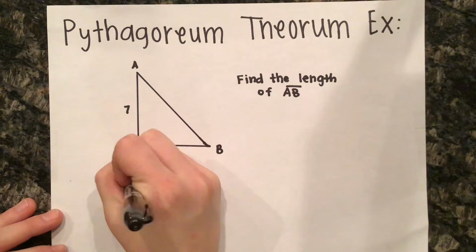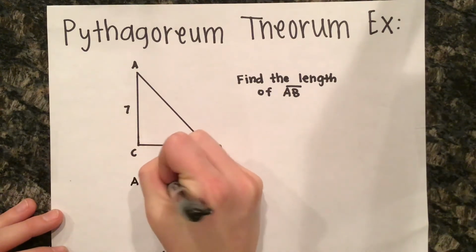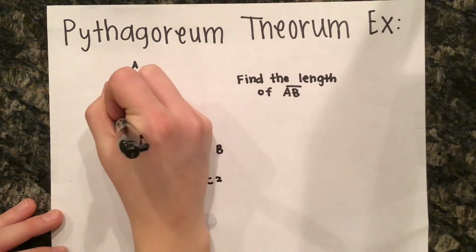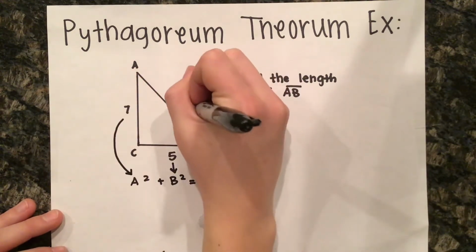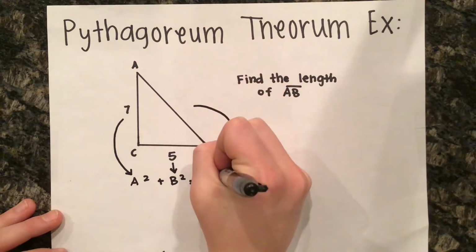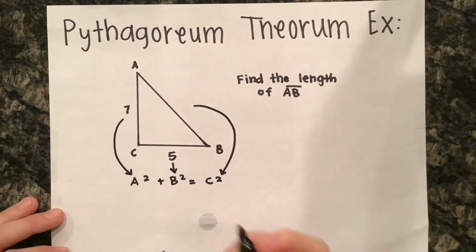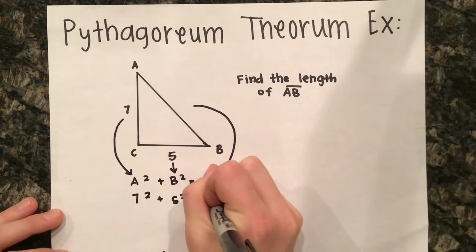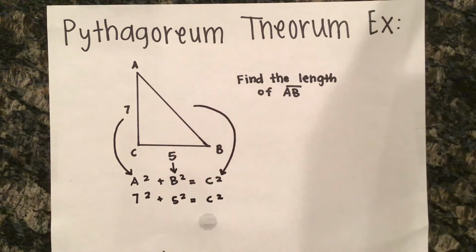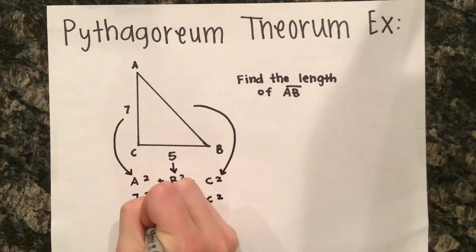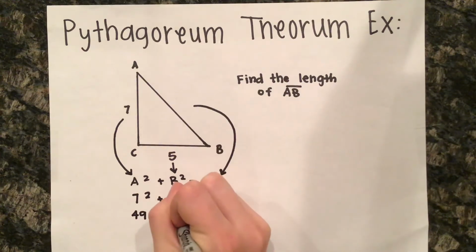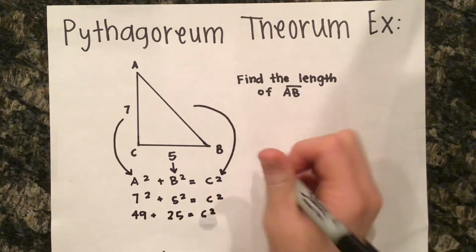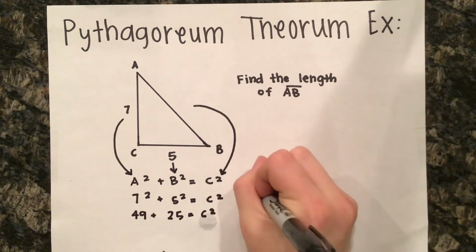For a Pythagorean theorem example, let's find AB when AC is 7 and CB is 5. First, start by writing down your Pythagorean theorem, which is a squared plus b squared equals c squared. Then plug in your numbers, so it would be 7 squared plus 5 squared equals c squared. That can further simplify to 49 plus 25 equals c squared. Then you can add 49 plus 25 together, getting 74.